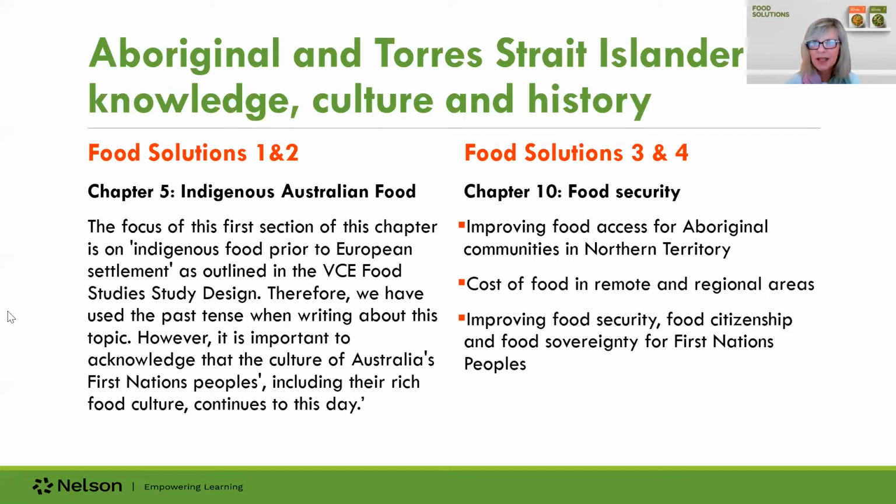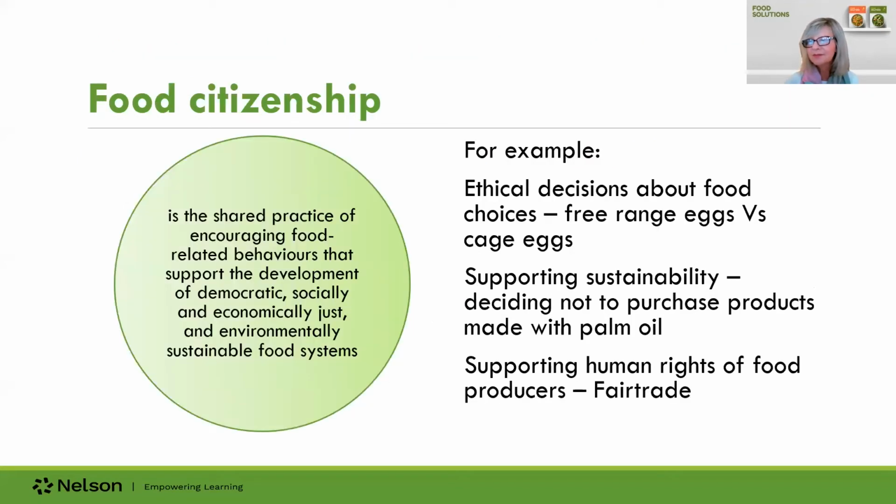In terms of Chapter 10, some very obvious examples are really linked here about improving food access to Aboriginal communities in the Northern Territory, the cost of food in remote and regional areas, and then of course, improving food security, food citizenship and the food sovereignty of First Nations peoples, which, as Laurel said, are interlinked. Thanks, Susanna.